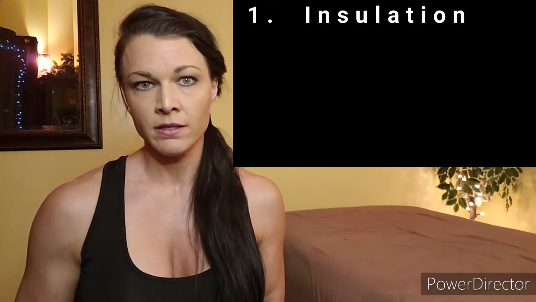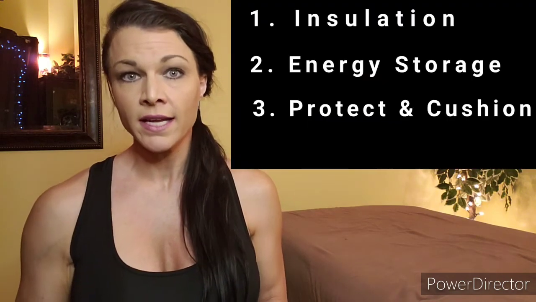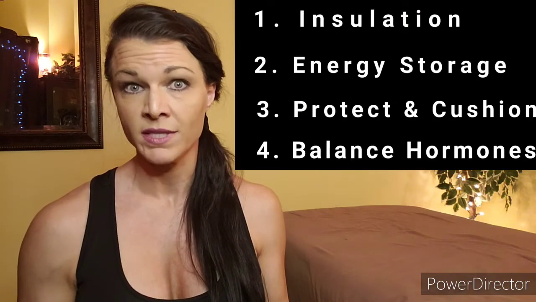Adipose or fat tissue doesn't just sit around and make us feel lumpy and bumpy when we have too much of it. It actually has several really important functions. The first function is it helps to insulate the body against the cold, especially the internal organs. The second thing it does is help to store up energy for later use. A third important function is it serves to protect and cushion important structures that are surrounding it. The last function that I'd like to quickly touch on is its role in helping to maintain and balance certain hormone levels in our bodies.